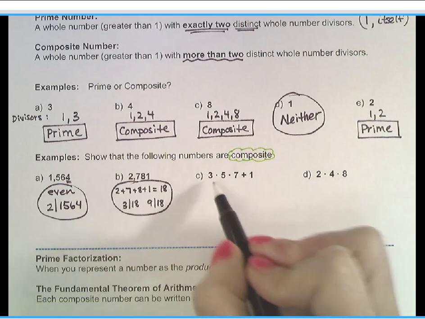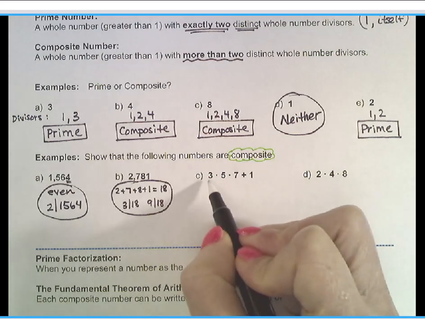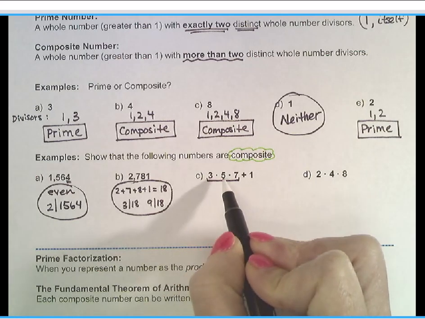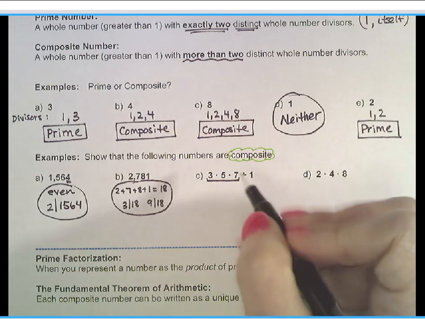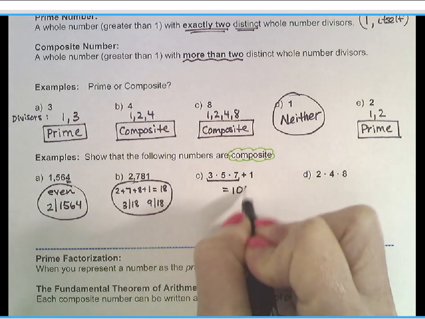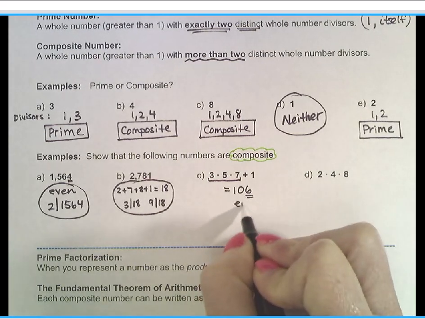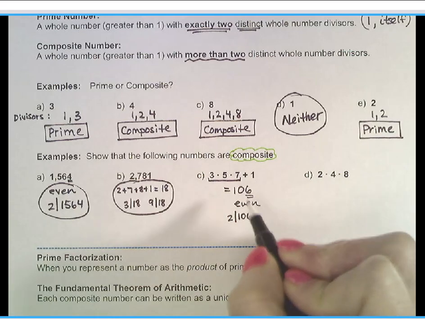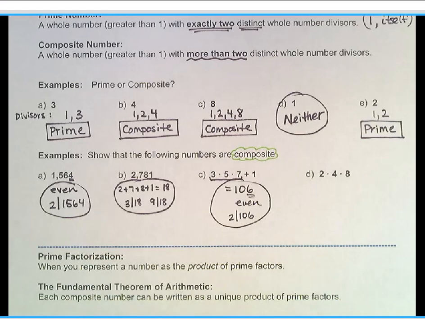Now this next one is 3 times 5 times 7 plus 1. So another way you can figure out, well, let's just do the math and figure out what this is. If you take 3 times 5 times 7, you can just do it on a calculator or by hand, whatever, and you add 1, you get a total of 106. So this amount is 106. That's even. So 2 is going to divide 106, and so this is composite. So you just do the math on it and find out that it's an even number.